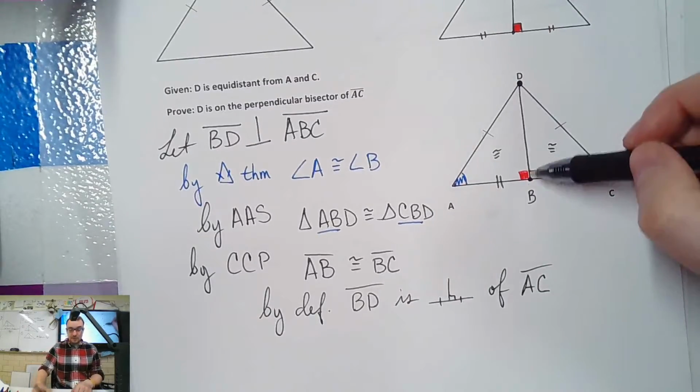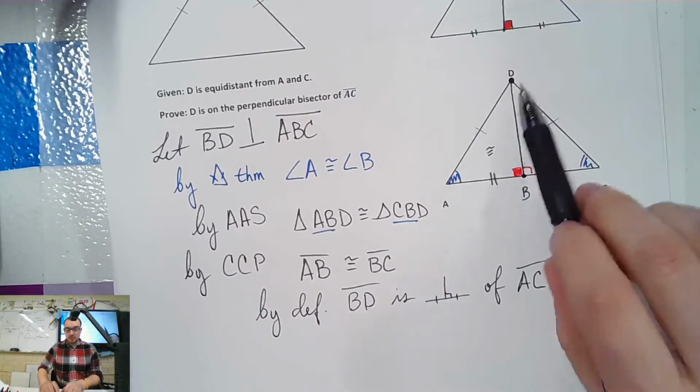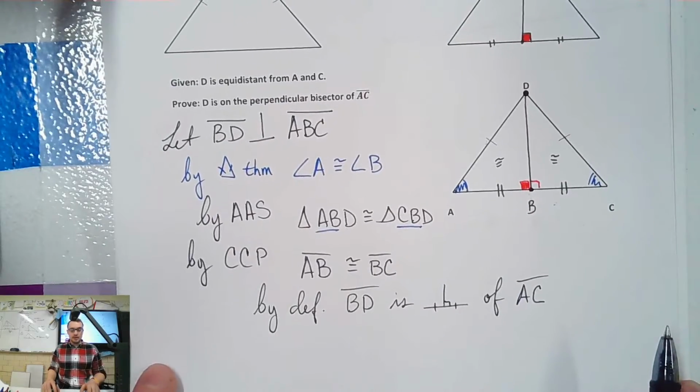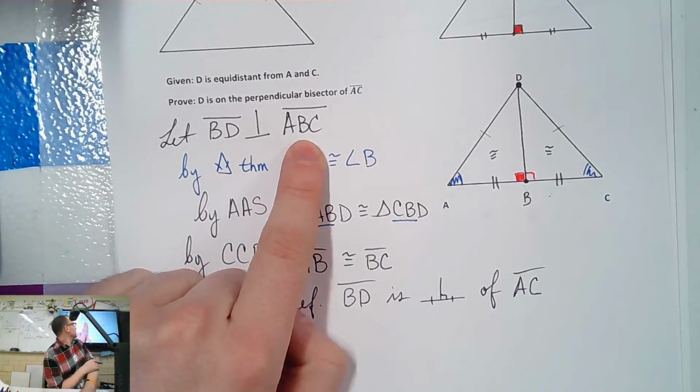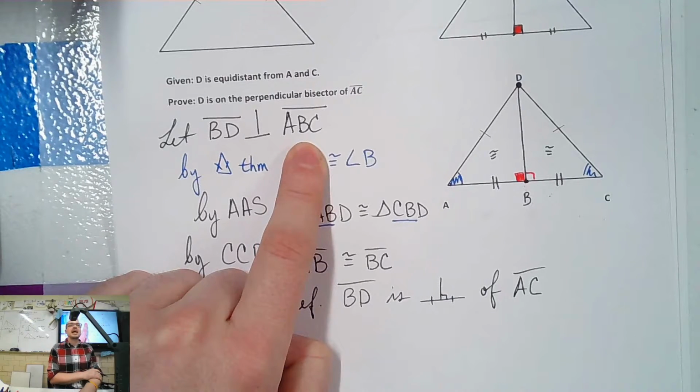Right? That fits the definition of perpendicular bisector. It bisects and it's perpendicular to AC, right? Now, we need to prove that D is on that. Well, is B on this segment? How do you know that B is on that segment? Because it's in the name.